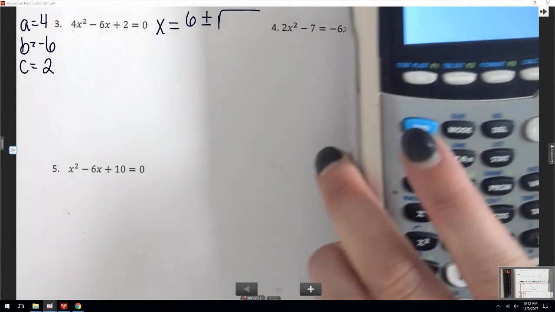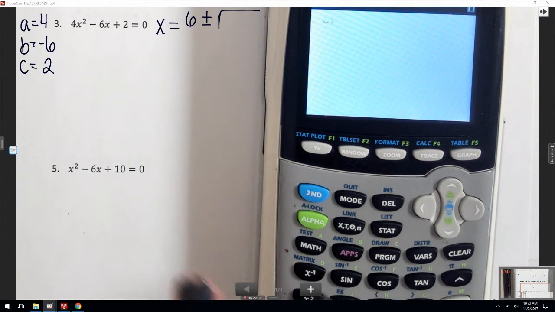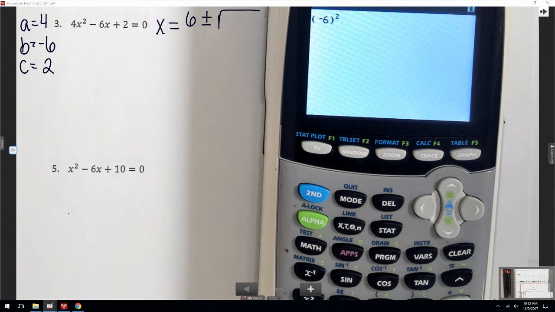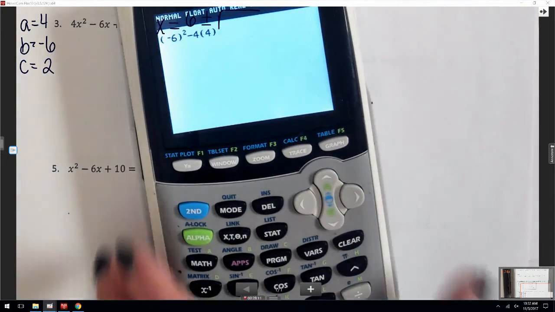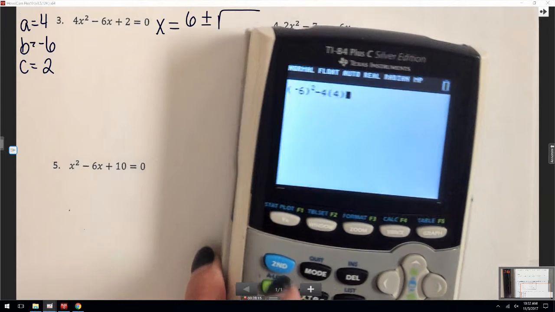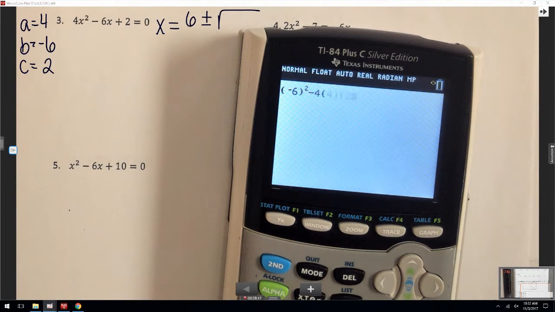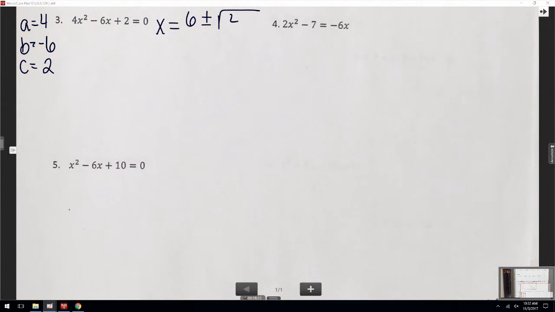All right, here we go. So you got b squared. You've got to use parentheses, guys, okay? If you don't use parentheses, your calculator will give you the wrong answer. Then minus 4 times a, and then times c. How much did you get? 4. Perfect. Which just so happens to be a perfect square.